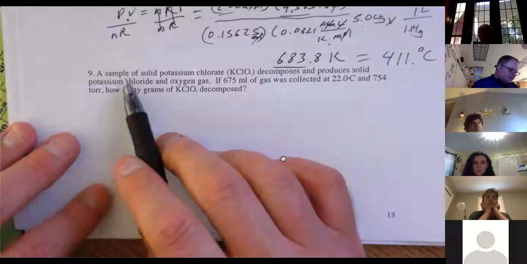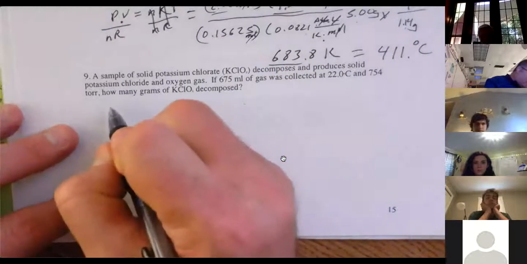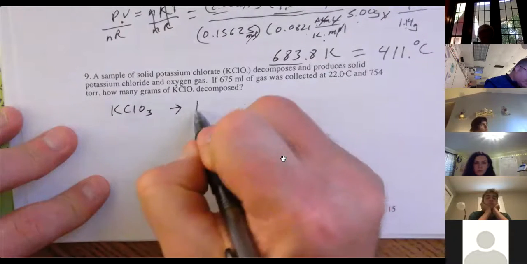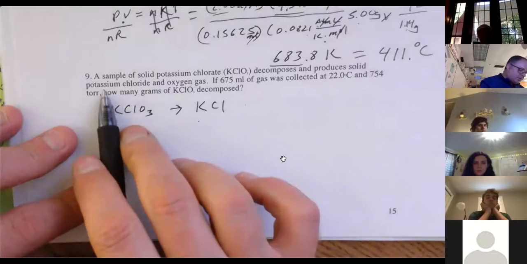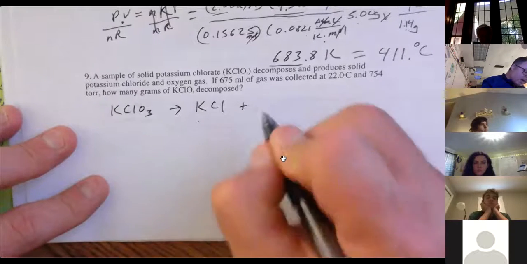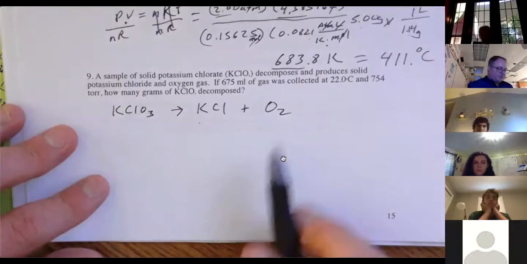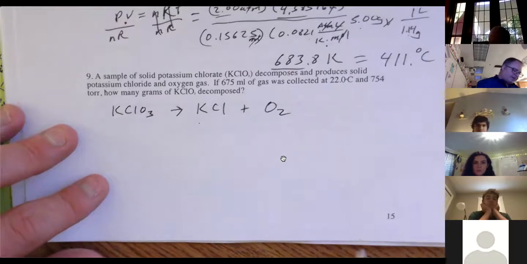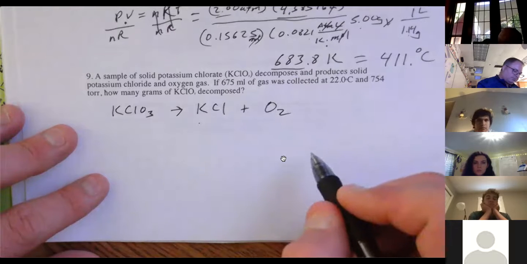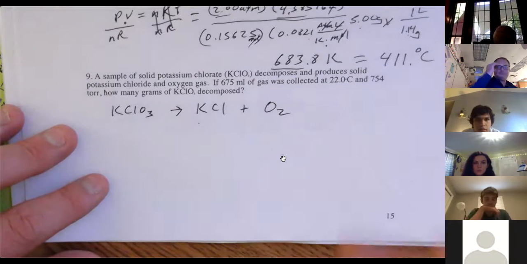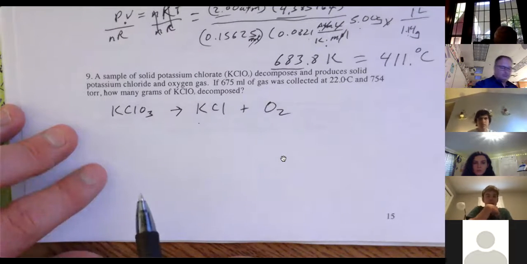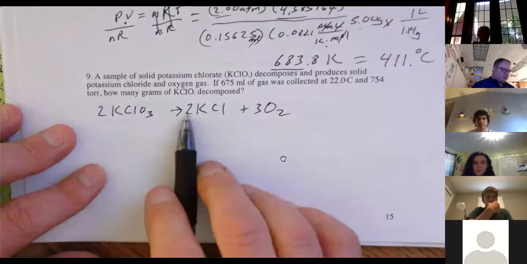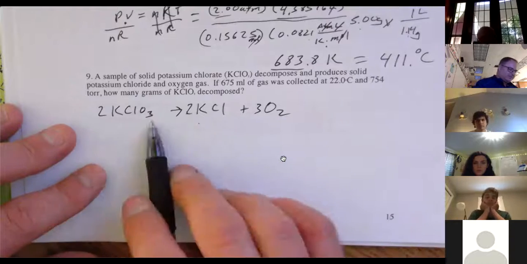If we take a look, a sample of solid potassium chlorate decomposes and produces solid potassium chloride, +1, -1, so that's the formula, and oxygen gas. But we have to remember oxygen gas is diatomic. Somebody help me balance that. What do we do to balance it? 2, then 2, then 3. 2, 2, 3, good. 2, 2, 3, 6, 6. Very nice.